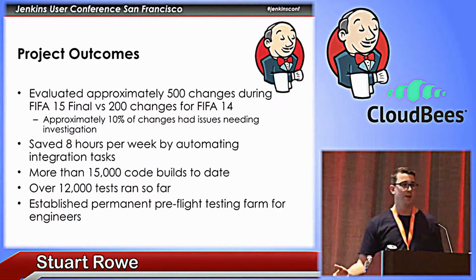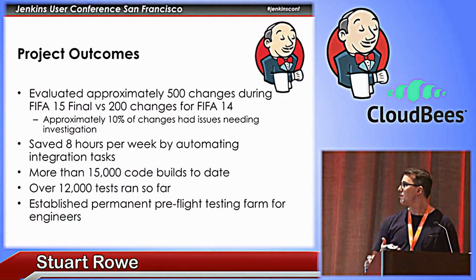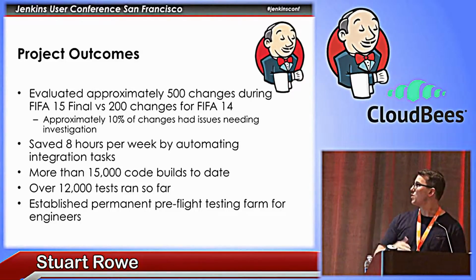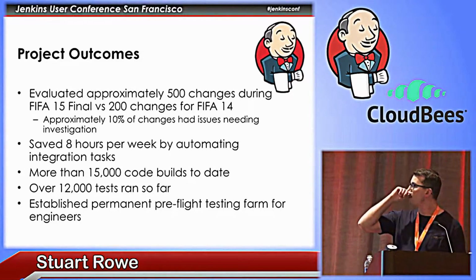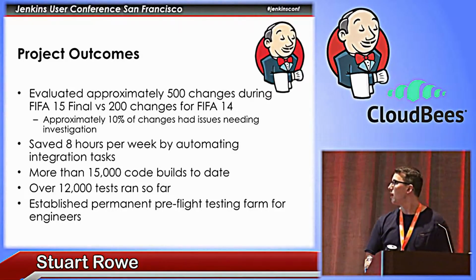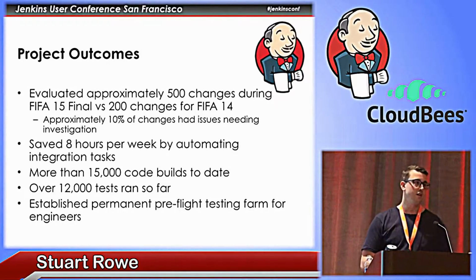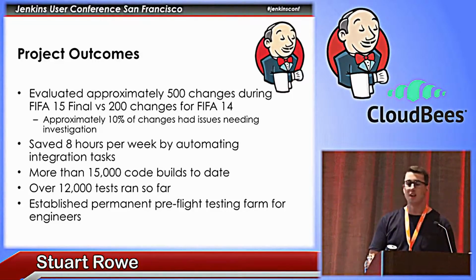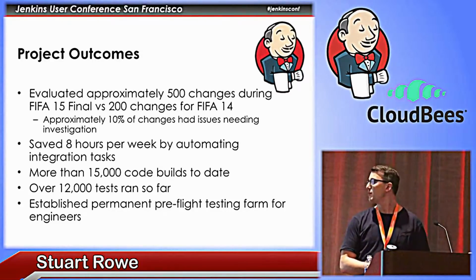So how successful were we in moving to Jenkins? For FIFA 15, compared to FIFA 14, we were able to evaluate 500 changes, so 500 bug fixes we wanted to commit to our game to ship, versus 200 in FIFA 14. Of those changes, about 10 of them had performance issues or stability issues that we had to look at and investigate further.